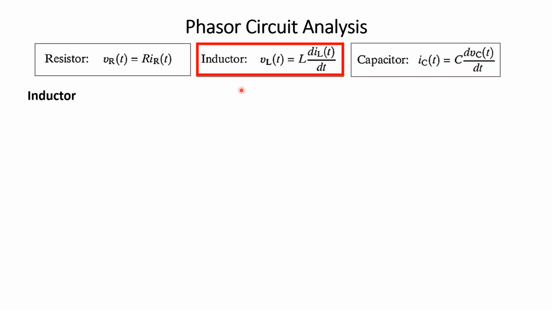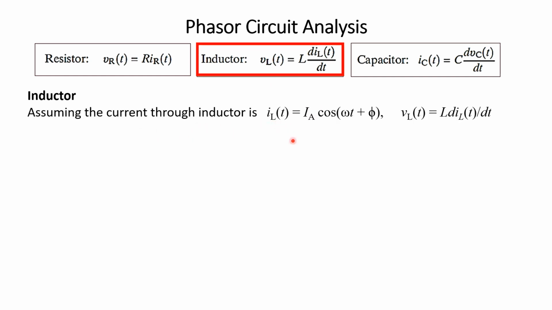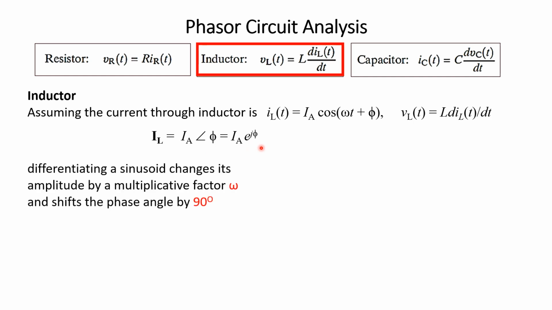Here we see how an inductor is represented in phasor form. In the inductor, the voltage is L times the first order derivative of the inductor current. Here we assume the inductor current in the time domain. This is the inductor current in the time domain, and this is the inductor voltage. In phasor representation, the inductor current is I_A and phi only, either in this representation or in this representation.